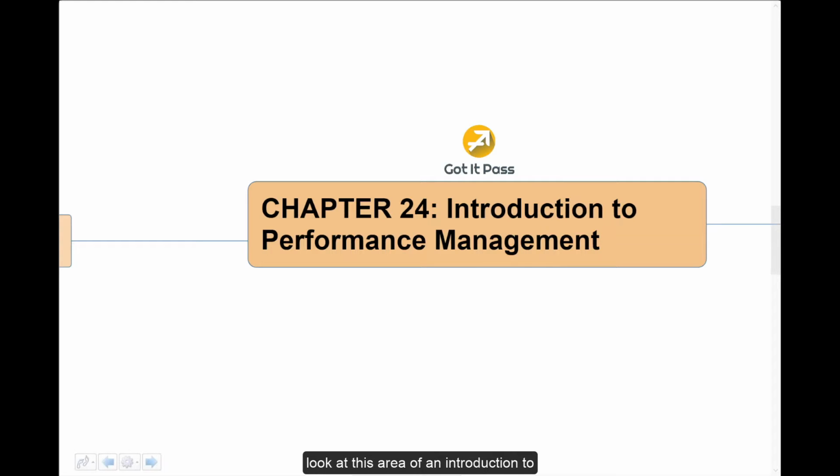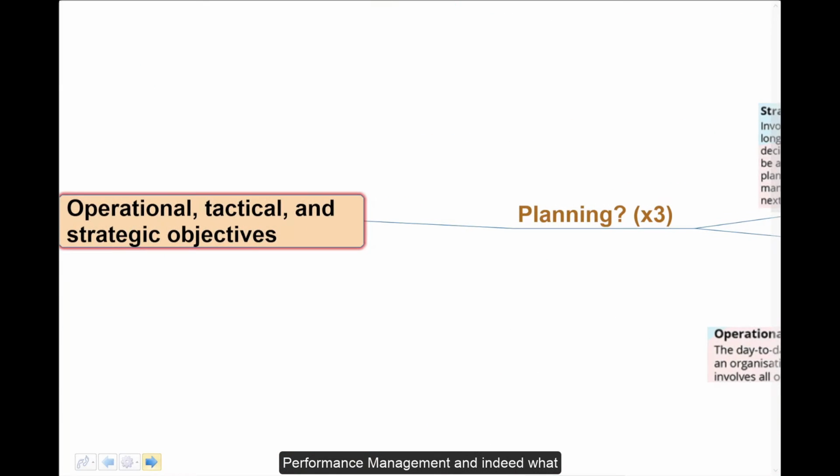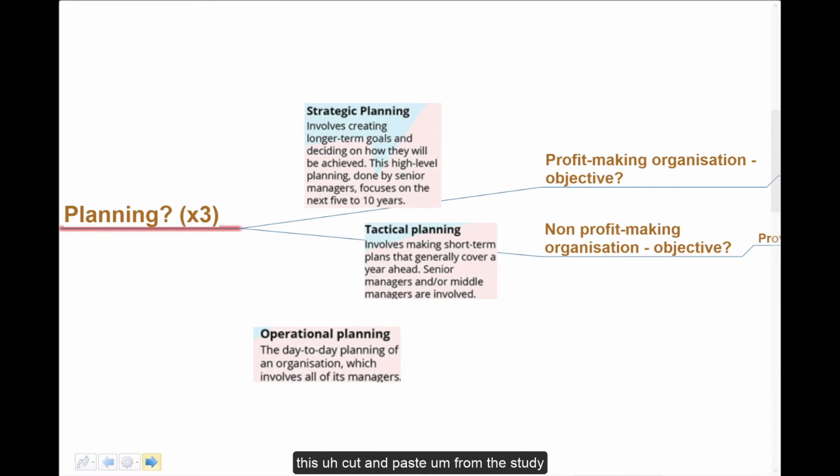So let's take a look at this area of an introduction to performance management, and indeed what we mean by that. We'll start off by talking about objectives. In other words, the objectives of a given business: operational, tactical, and indeed strategic objectives. Now, those words might not mean too much to you right now. Let me open that up by this cut and paste from the study hub.